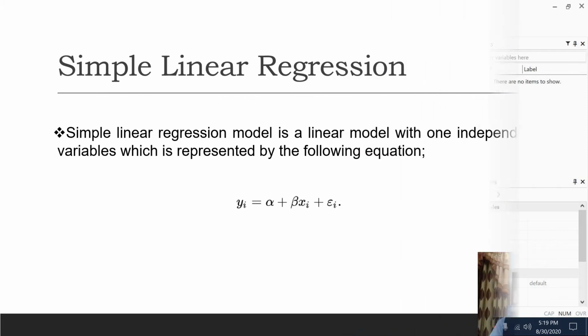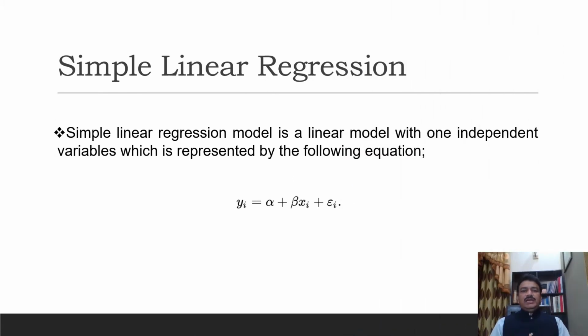A typical equation of simple linear regression model. A simple regression model is a linear model with only one independent variable. It can be represented by the following equation, where y is equal to alpha plus beta x plus epsilon, where y is the dependent variable, x is the independent variable, beta and alpha are the unknown parameters that we will estimate using Stata, and epsilon is also unknown, which is called the error term.